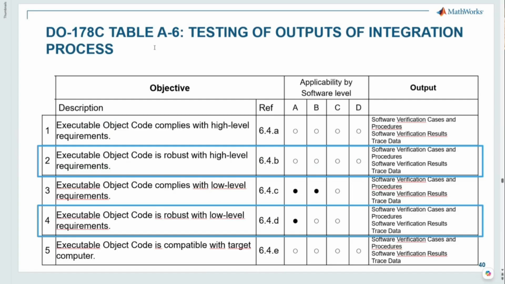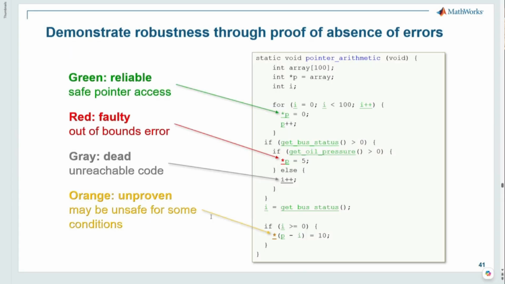So here we're now answering some objectives of table A6. Object code is robust with high-level requirements and is robust with low-level requirements. This can be done using Polyspace Code Prover. This tool is used for C++ code, like Bug Finder. It can come from Embedded Coder, or it can come from your manual code, again, can be used for the code of the drivers, the task schedulers, etc.